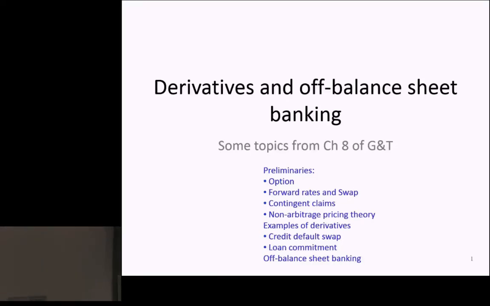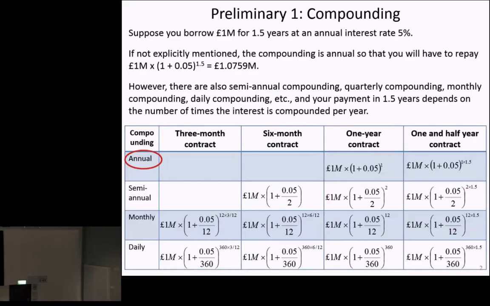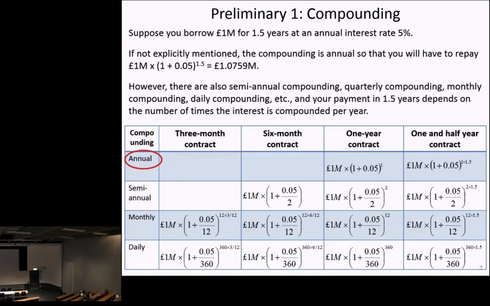So, last week we finished the microeconomics of banking, and starting today we are going to do more finance topics, starting with the derivatives and off-balance sheet banking. We have 4 preliminaries today. The first preliminary is about compounding method.